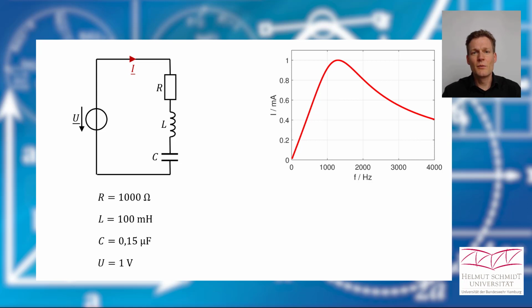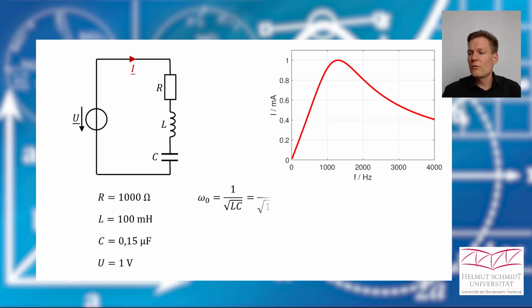As we said, when the frequency becomes 0, then no current flows, and you can guess if we have very high frequencies, then the current will be 0 again. And in the middle there is a maximum value for the current. And we just found out the angular frequency can be calculated like this.